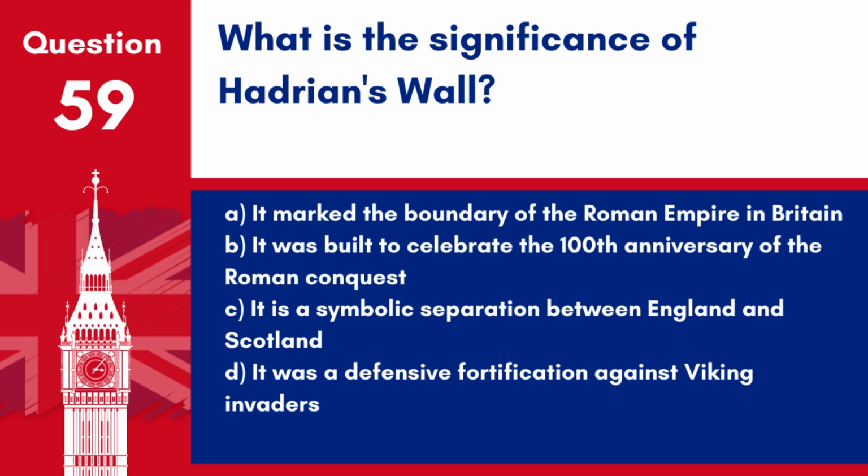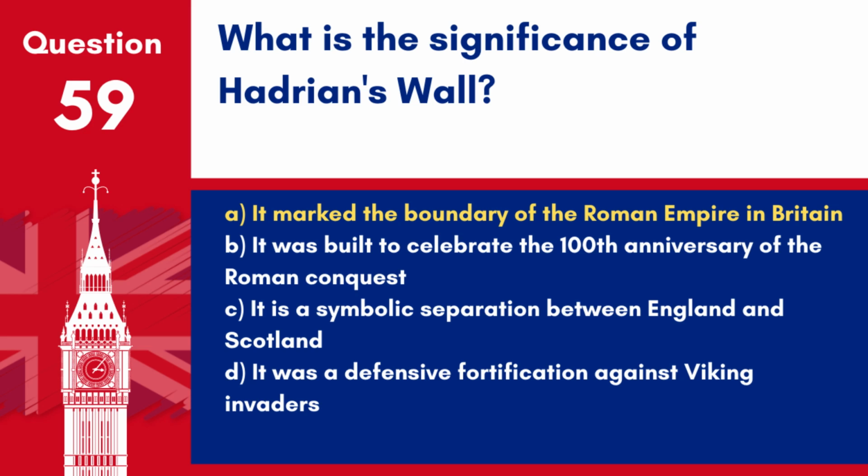Question 59. What is the significance of Hadrian's Wall? A. It marked the boundary of the Roman Empire in Britain. B. It was built to celebrate the 100th anniversary of the Roman conquest. C. It is a symbolic separation between England and Scotland. D. It was a defensive fortification against Viking invaders.